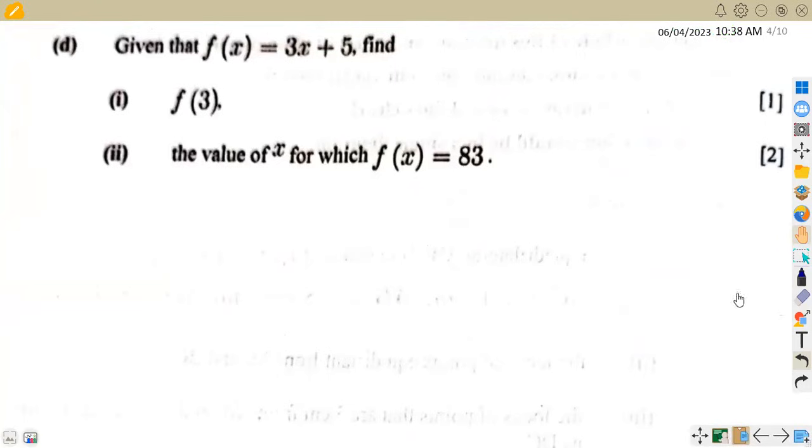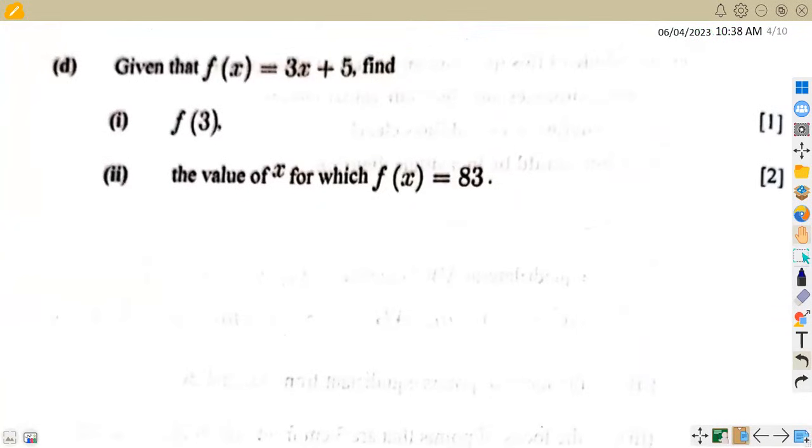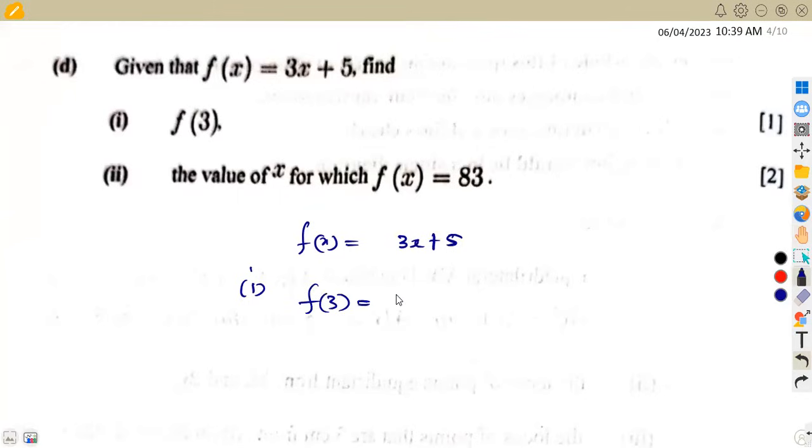Okay, on the D part, we are given f of x. Just like paper 1, there was functional notation again. Also here, in paper 2, they are giving us a function. They are saying find f of 3 on the first part. So our f of x is given as 3x plus 5. What is f of 3? F of 3 simply means substitute 3 in place of x. So that is 3 times 3, which is 9, plus 5, which is 14. So here our answer was 14.